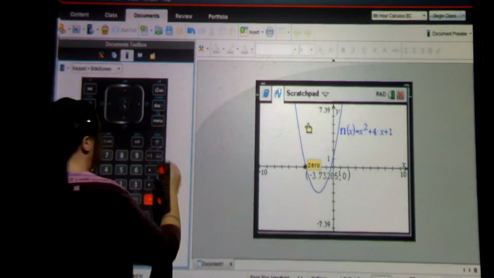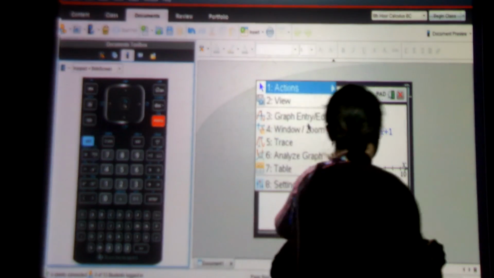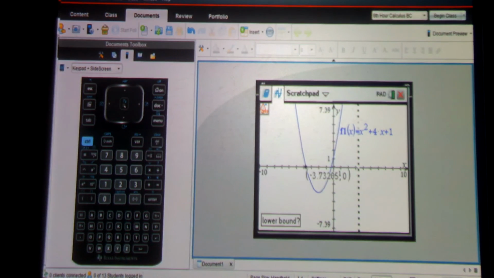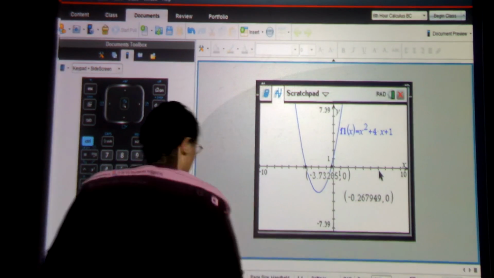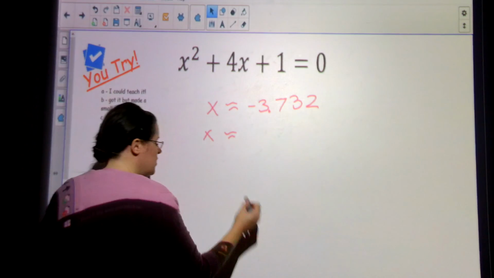Okay, let's try the other one. Menu, analyze graph, zero. Let's go before the other zero. Oops. Enter. Go past it, enter. If it looks like they overlap, you can grab it and move it. Negative 0.268. Round correctly, 0.2679 rounds up to negative 0.268.